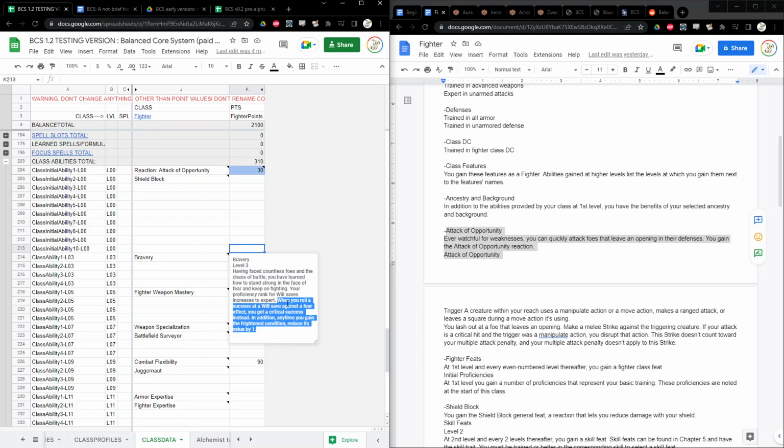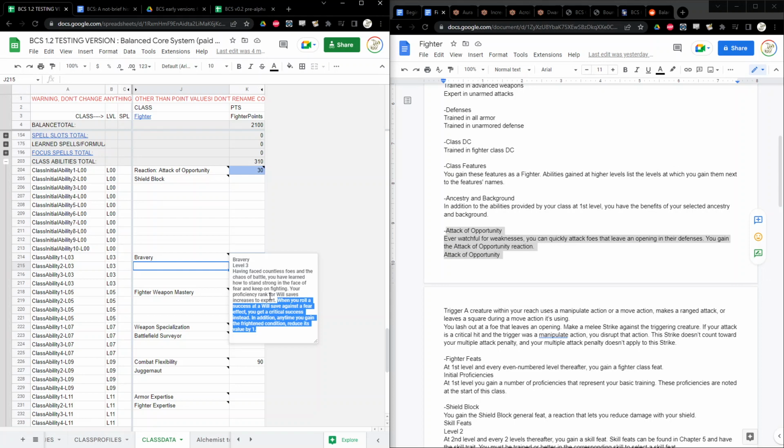When you roll a success on a fear effect, you get a critical success, and if you gain the frightened condition, it's reduced by a value of 1. Now, there's not a feat that gives you exactly this, I don't think, that I found. I've looked at all the feats at one point or another, but obviously I can only remember so much.